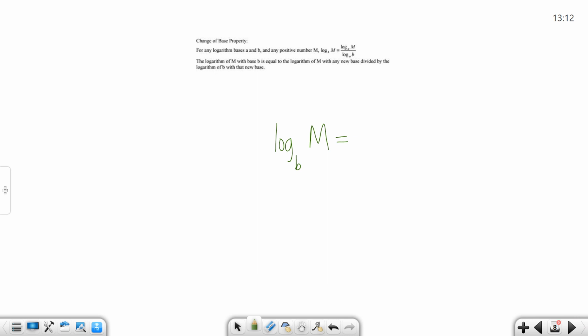Now, what the theorem allows you to do, remember your calculator only does base 10 and it only does base E. So what if you wanted to do base 5 or base 2 or base 26 for that matter? You can't use your calculator, because it's not base 10 or base E. But now with this change of base property, you can use your calculator.